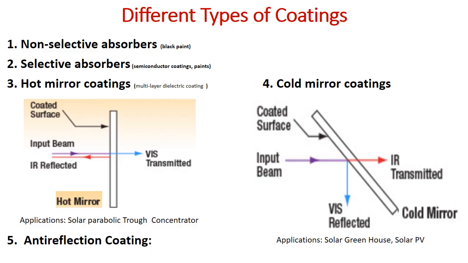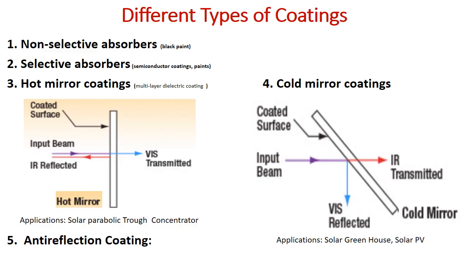The cold mirror coatings will be the opposite of hot mirror coatings. In the case of cold mirror coatings, it is the infrared radiation that is being transmitted and the visible radiation will be reflected. A typical application of cold mirror coatings will be in the case of solar photovoltaics, where the light is being reflected onto the PV panel and the heat energy, or the infrared radiation, is being transmitted back. So we are getting light energy with reduced heat energy.